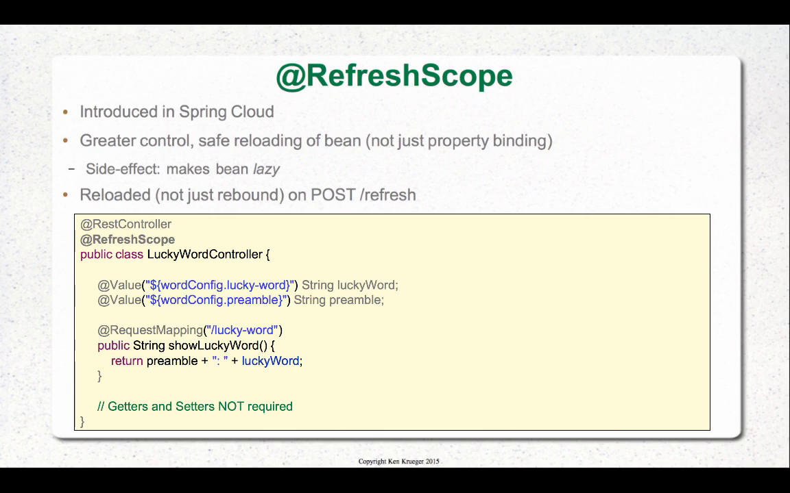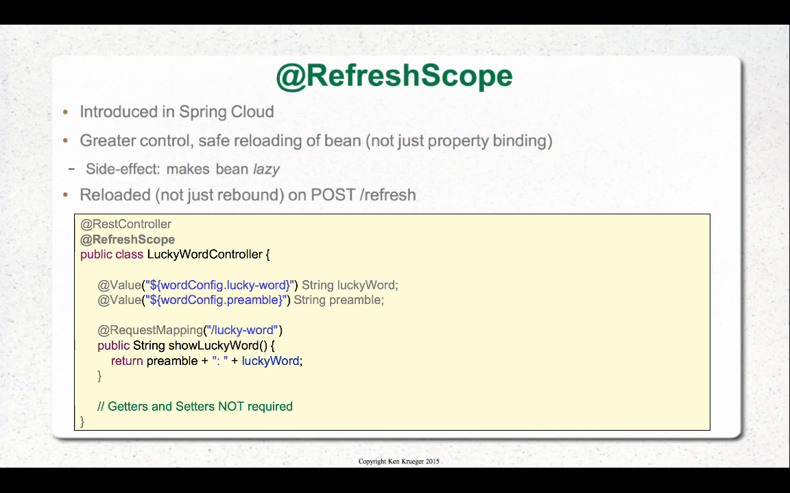An interesting side effect of this is that the bean actually becomes lazy, meaning that it isn't actually reloaded until the first time that it's actually used. This is usually okay, but it does mean that any configuration issues or post-construct issues won't be discovered until the first time the bean is actually used. And that might catch you by surprise. So beware of that. So you can see from this code our bean uses refresh scope.